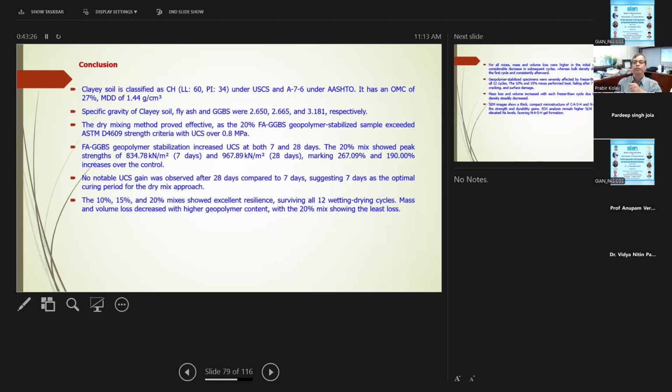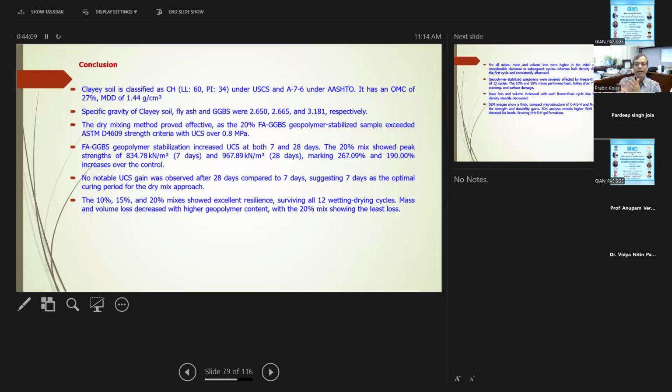Finally, what you have noticed is that the dry mixing method proves effective. 25% fly ash and GGBS geopolymer exceed the criteria. If you consider the ASTM criteria for UCS strength, over 0.8 megapascal, then it can be used for soil stabilizer purposes. GGBS and fly ash geopolymer increases UCS strength for both 7 days and 28 days. The peak is 834 for 7 days and 967 for 28 days, so it increased by 267% to 190% compared to the control test when you're not using anything.